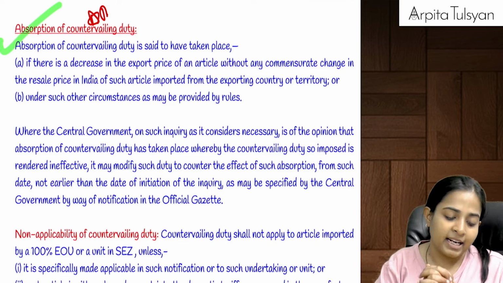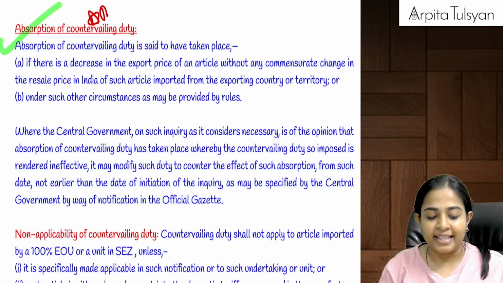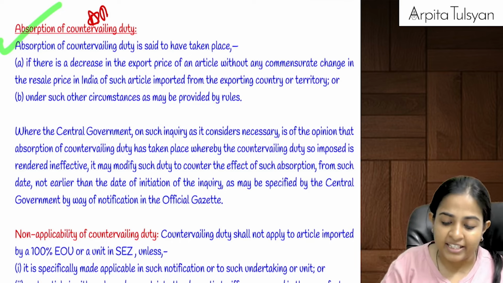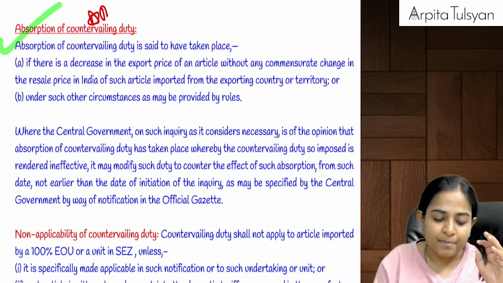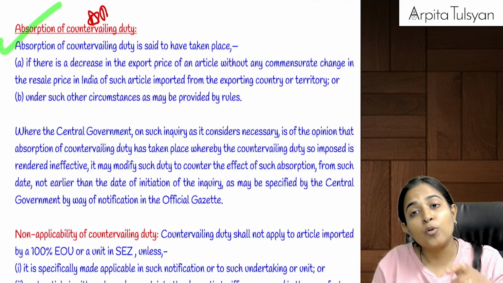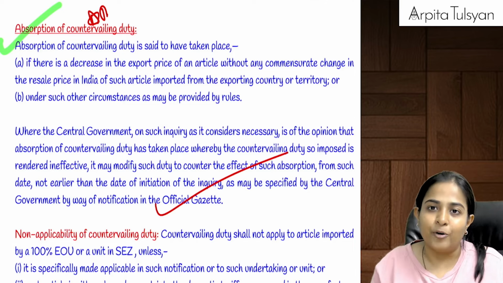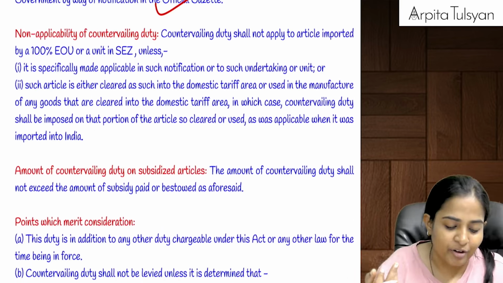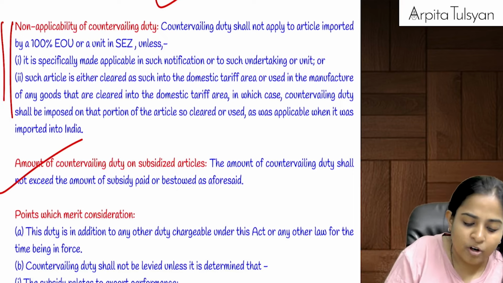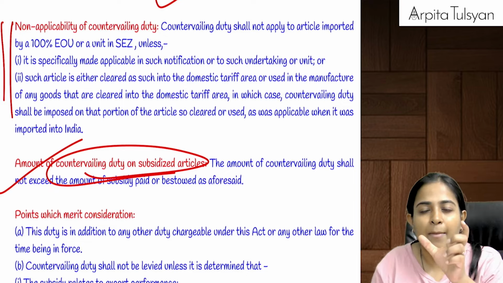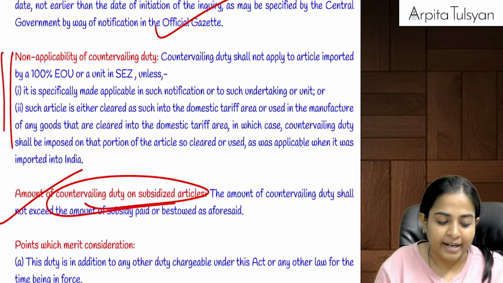So they are telling, if the government is doing the inquiry and is of the opinion that absorption of countervailing duty has taken place, where the countervailing duty imposed is made ineffective, then the government has the power to modify the countervailing duty, means a greater amount of countervailing duty can also be made applicable. Right, and the next point, actually this point we have already done. The maximum amount of countervailing duty is the amount of subsidy, but in this absorption case, the amount can also be increased by the government.